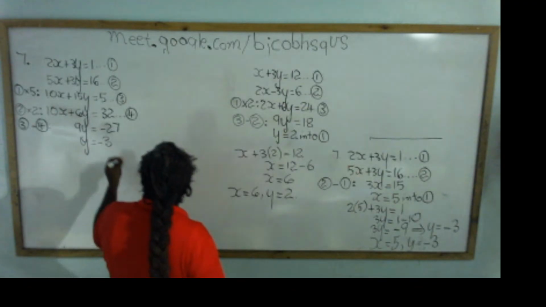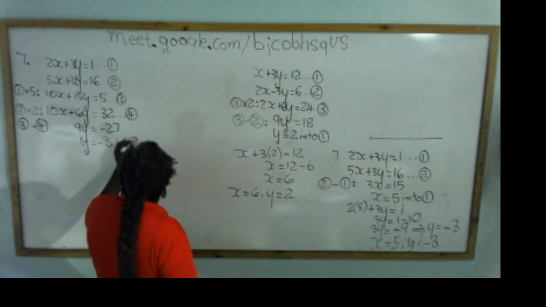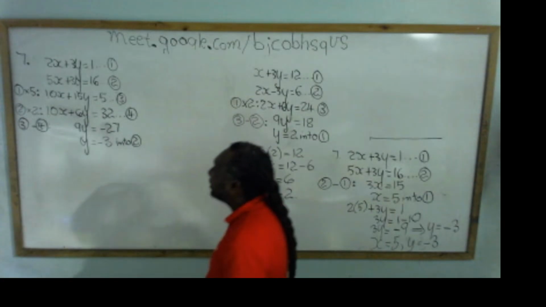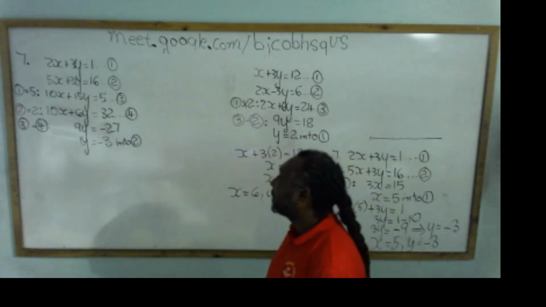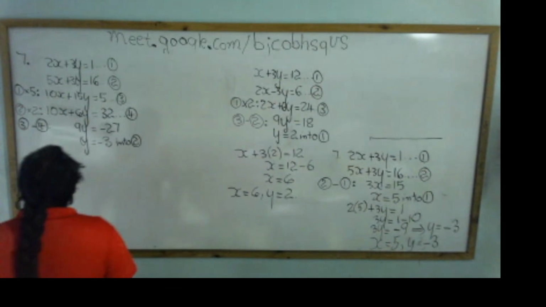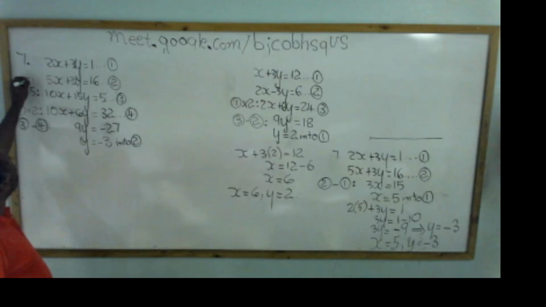We're going to put that into equation 1. I'm going to change my mind and put that into equation 2. Equation 1 is already overloaded. So let's put that into equation 2. This is our equation 2, and y is negative 3.